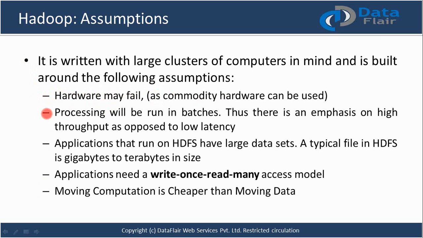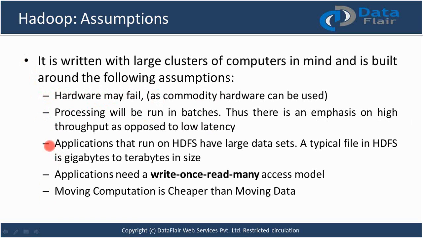Processing will be run in batches. There is an emphasis on high throughput as opposed to low latency. For example, you have 1 petabyte of data. You can develop a MapReduce job and submit it as a batch, and that will run and process the data.